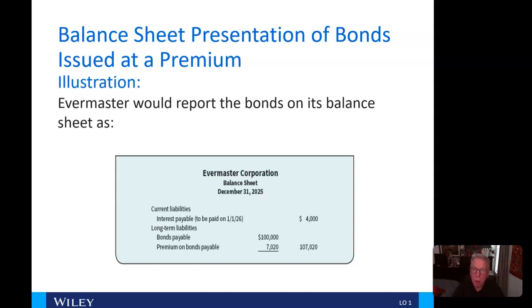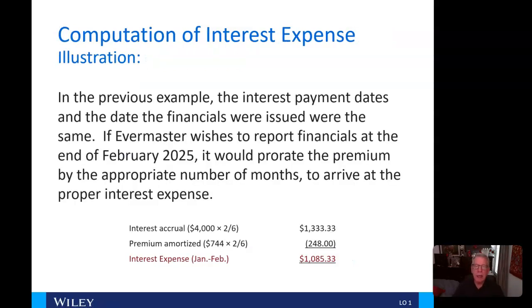Okay, so how would we report that balance? Same concept exactly as with a discount. Here we show the interest payable. We're going to pay that 1 day later on January 1, 2026. But our long-term liabilities here, bonds payable, $100,000. We have a premium on bonds payable, and that ratchets that up to $107,020 carrying value.